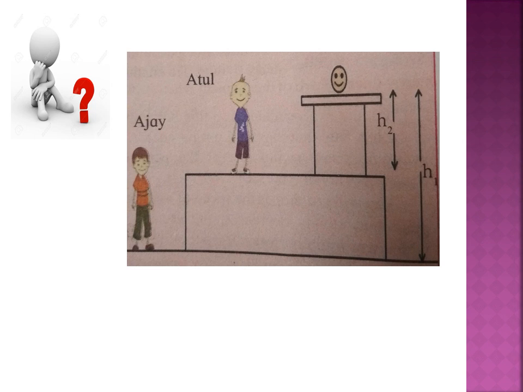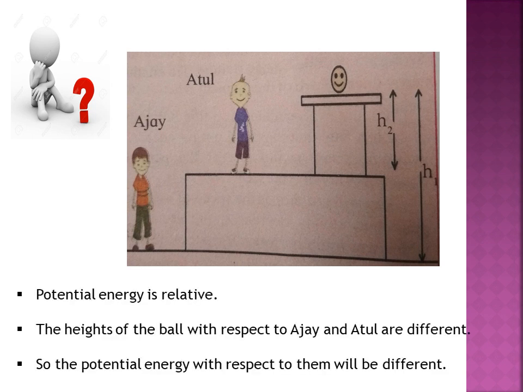Now here Ajay and Atul are standing at different heights and the ball is kept on the table. So will the potential energy be different for both of them, and why? Now here potential energy, we know, is relative. It depends upon the height. So the height of the ball with respect to Ajay and Atul is different. So the potential energy with respect to them will be different.